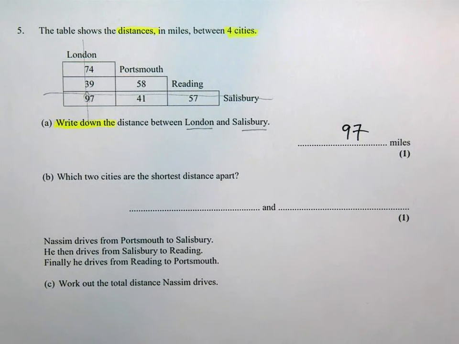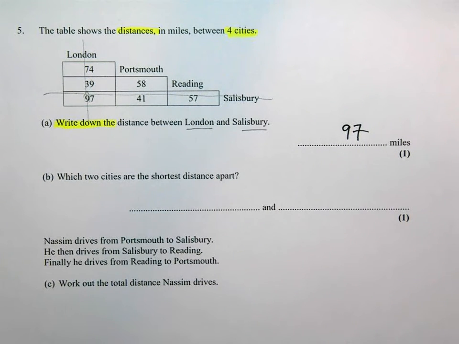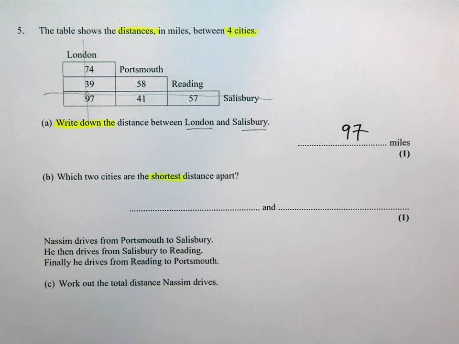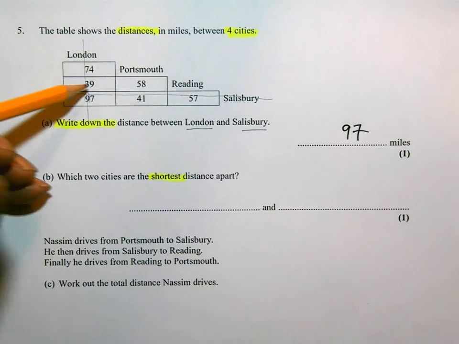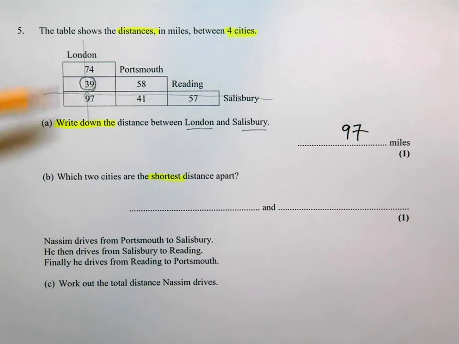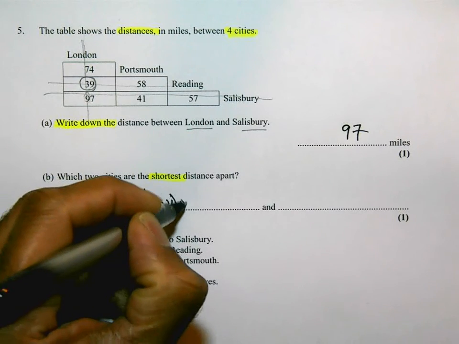Which 2 cities are the shortest distance apart? So we want the cities which are the shortest distance apart, and what we're looking for is the smallest number in that table. The smallest number I can see there is 39. The 2 cities that intersect at 39 are London and Reading. So that's what I'm going to write down: London and Reading.